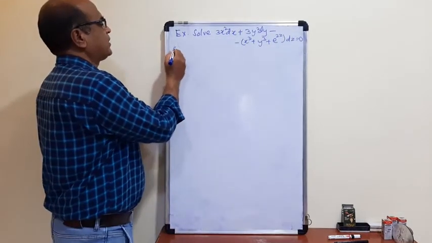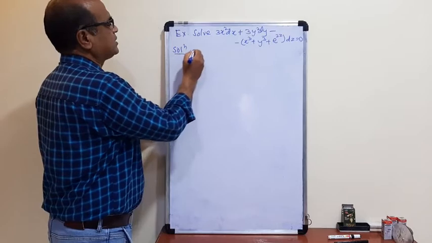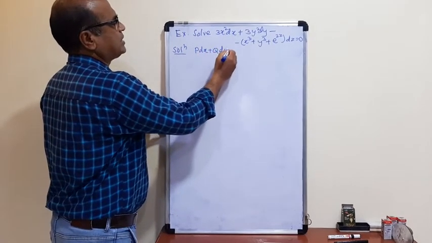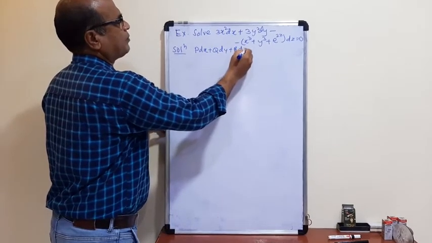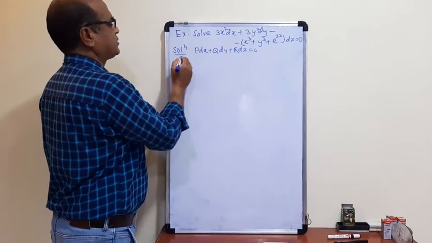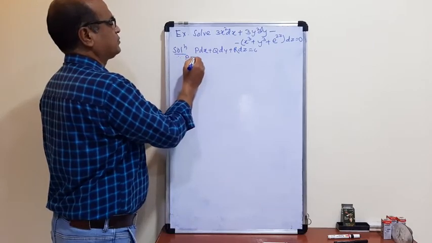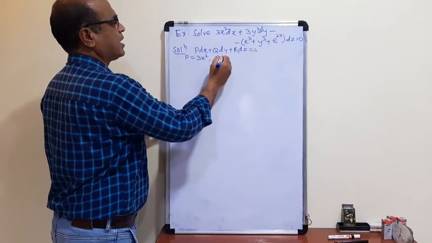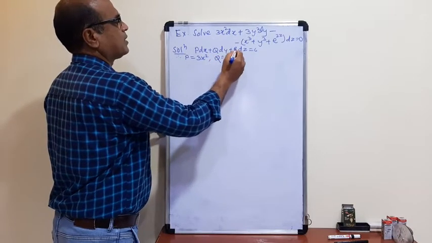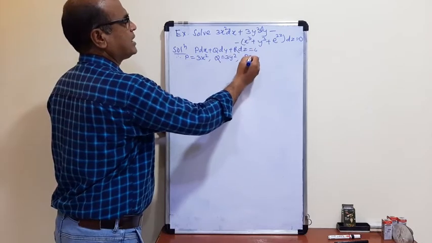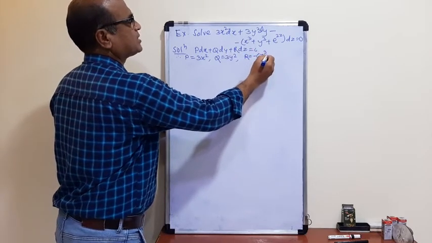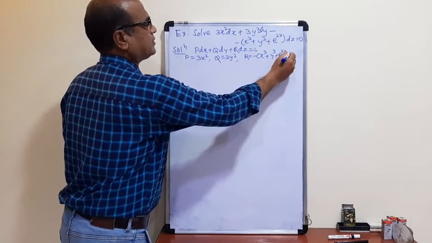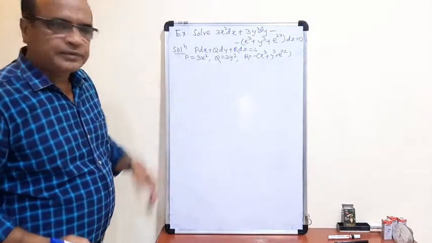So compare this differential equation with the standard equation, that is p dx plus q dy plus r dz is equal to 0. Where P is 3x square. Therefore p is equal to 3x square. Q is equal to 3y square. R is equal to minus x cube plus y cube plus e raised to 2z. Okay? So this is P, Q, R.